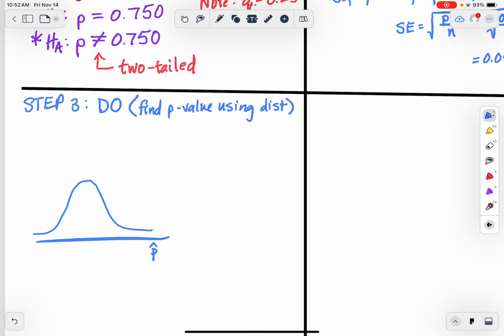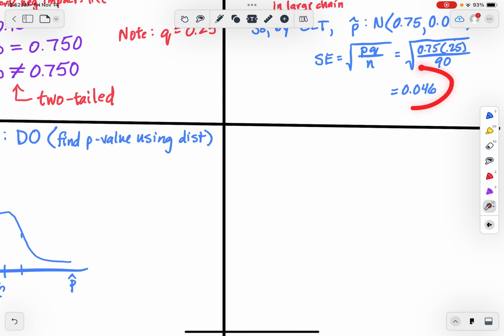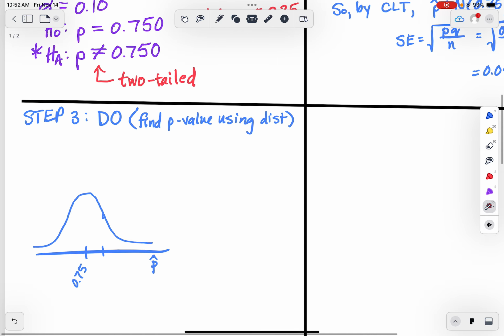So these are my p-hats, little square. And they're going to center on my null hypothesis proportion, which is 0.75. And then I'll have 1 standard deviation at the point of inflection here. So that's going to be 0.75 plus the 0.046 here. So 0.75 plus 0.046 is going to be 0.796.